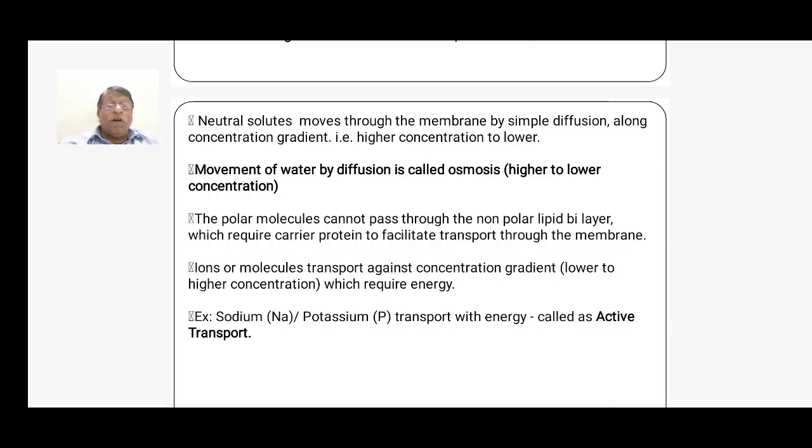This is what we call passive transport. If the molecules move with energy, active transport. Passively, it is what we call passive transport. Okay. So sodium, potassium transport with energy, called the active transport. I told you. Function of cell membrane also important. Okay.